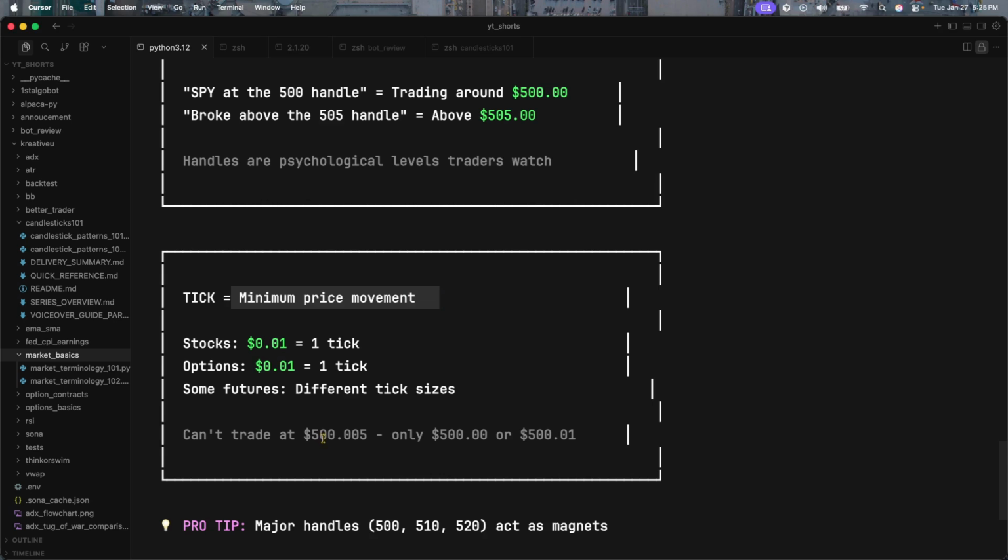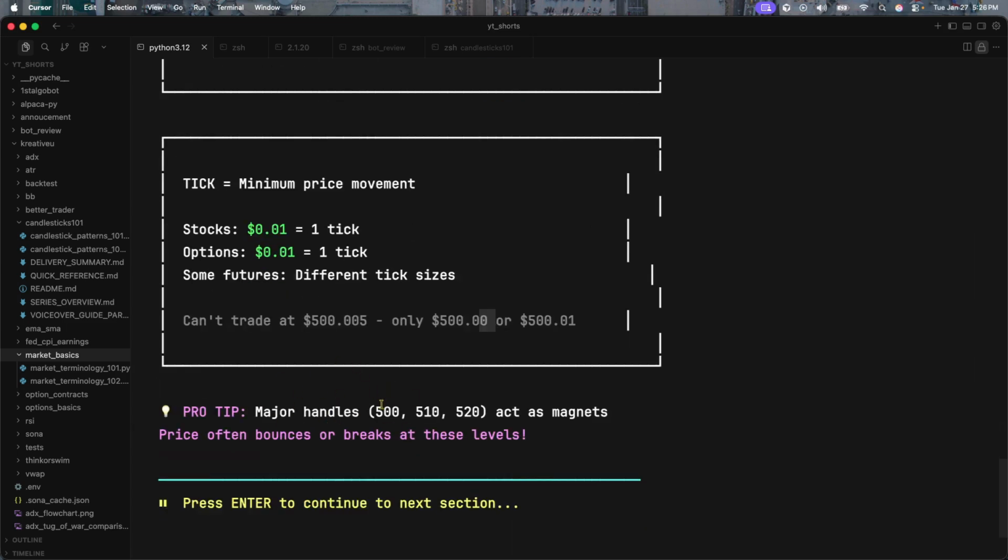You can't trade at 500.005, only the 100th place. This is the 10th, this is the 100th, and the 1000th. You can't go to the 1000th place. It's only the 100th place that you can go to when it comes to the tick, or being able to trade stocks and options. Futures are a little bit different. Major handles are going to be 500, 510, 520; they act as magnets. Price often bounces or breaks at these levels.